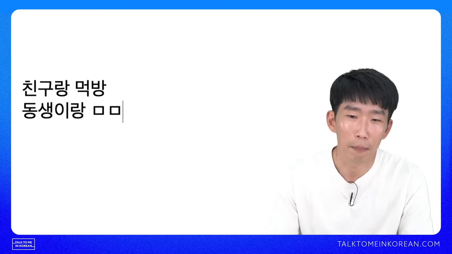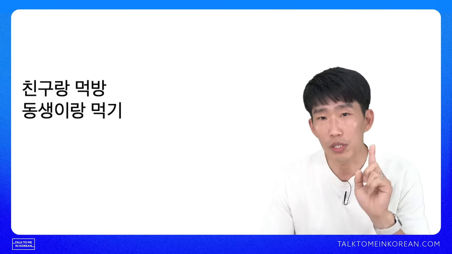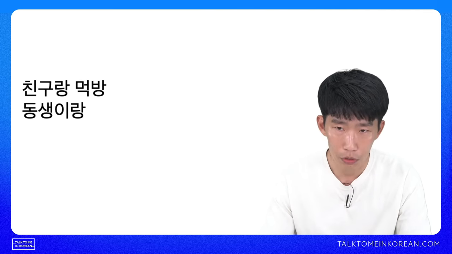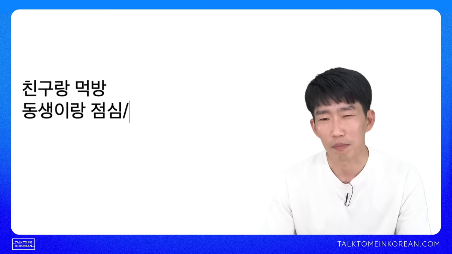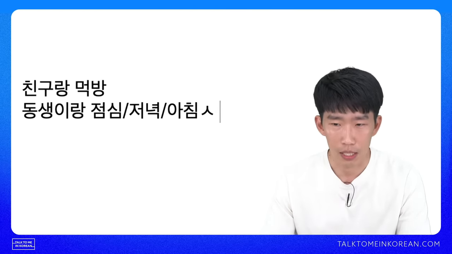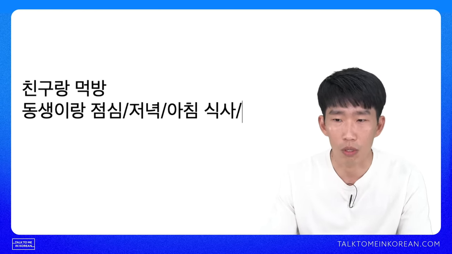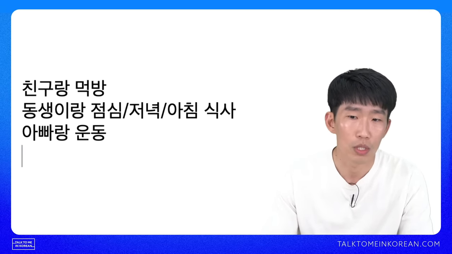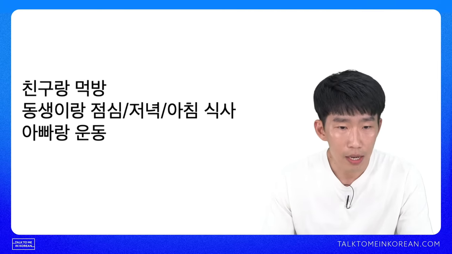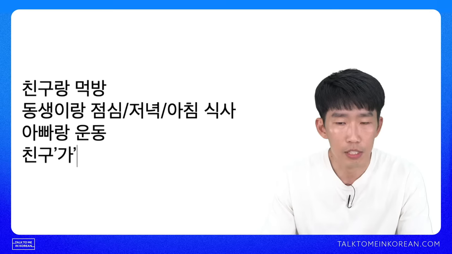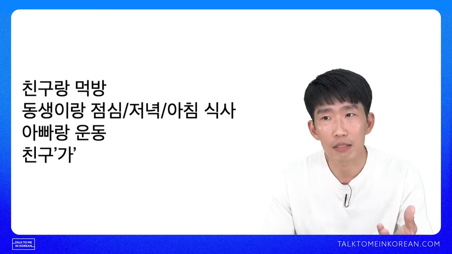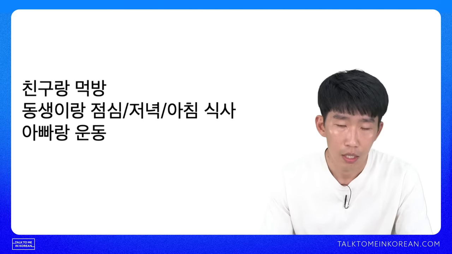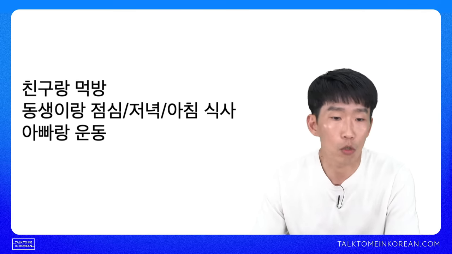아하, 동생이랑 먹기. Oh, okay, 동생이랑 먹기. So this is good, but the usually more common way to describe something like that is 동생이랑 점심, 저녁, or 아침 식사, something like that. You want to talk about a meal, whatever you ate. And then 아빠랑 운동. And Alexandra asks, would you not use 친구가? In this case, 친구가 would be, you know, your friend is the subject and did something. You can use it. You can start 친구가 and finish your sentence like that. But it doesn't mean with.